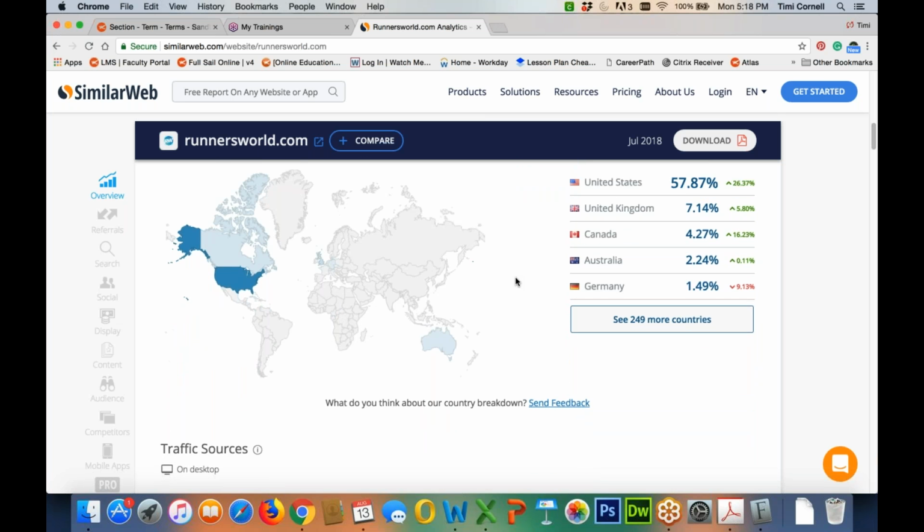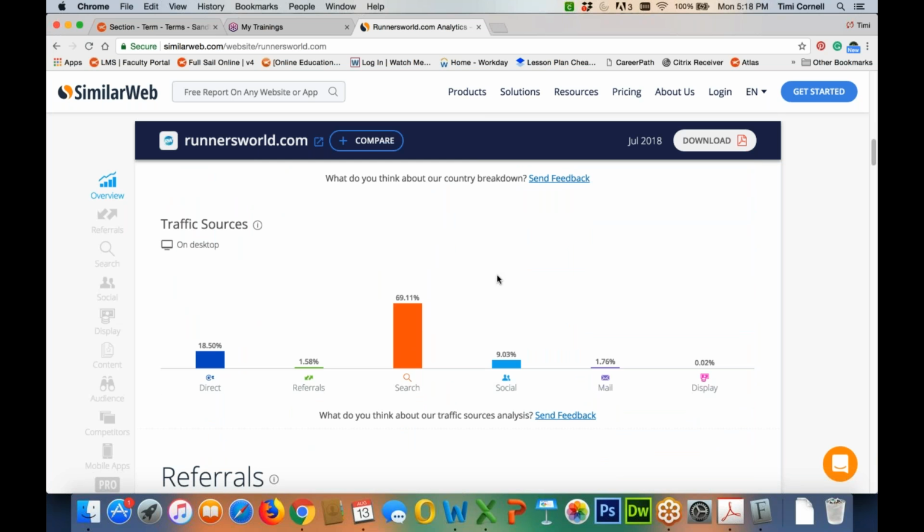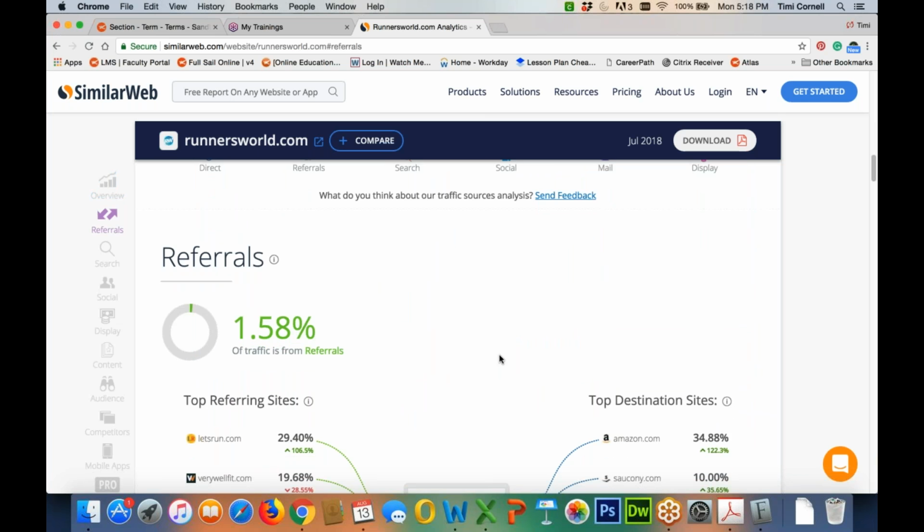More than half is from the US. You can see how people are actually accessing this website. Are they finding it through search? Are they typing in the URL directly? So on and so forth.